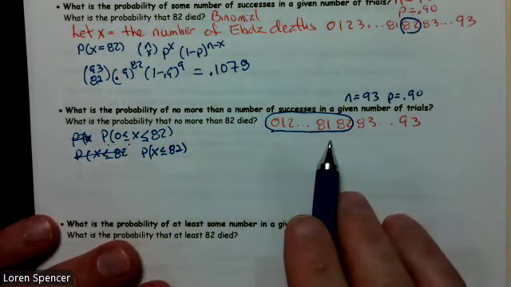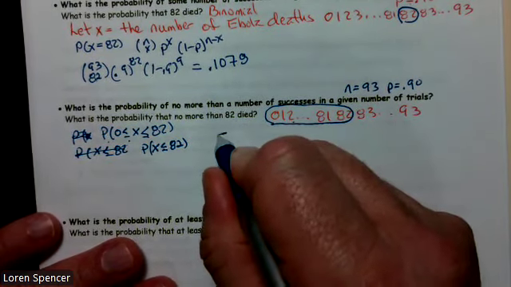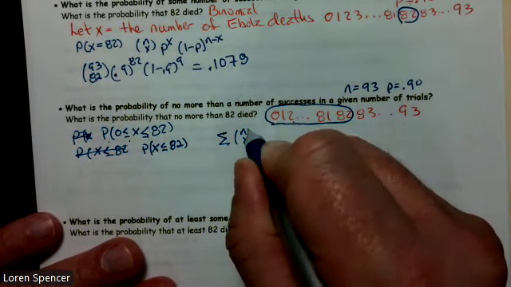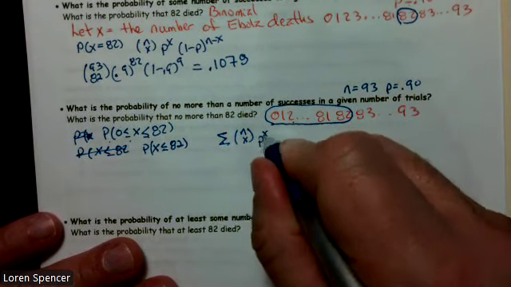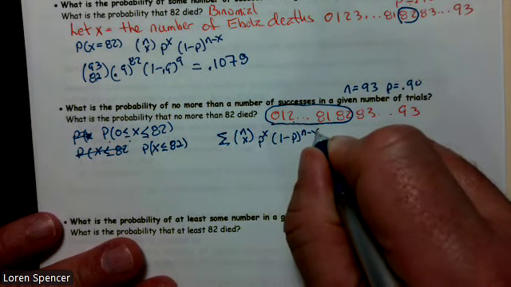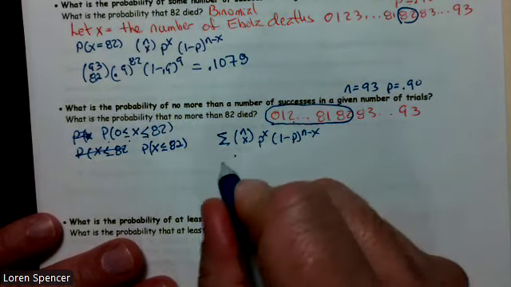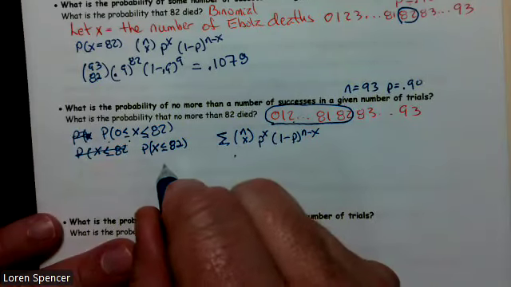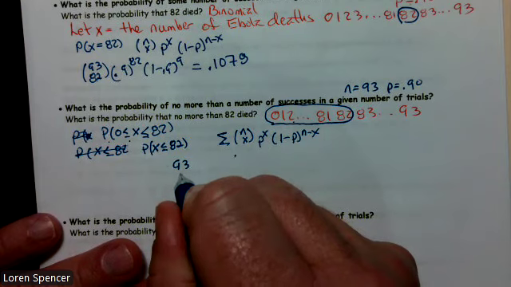That's better. And my formula is going to be the summation because I have multiple values. The summation is going to be n choose x, same formula, just with the summation because of the multiple values, p to the x, 1 minus p to the n minus x. So in this case, we're going to have to start with our lowest, where our lowest is 0. So we're going to say 93 choose 0.